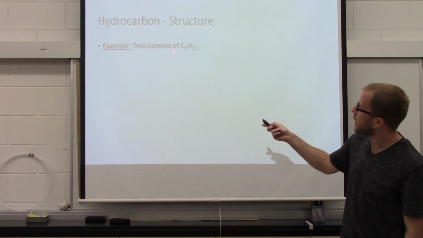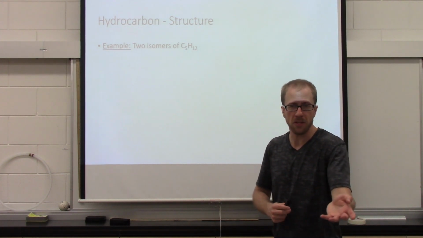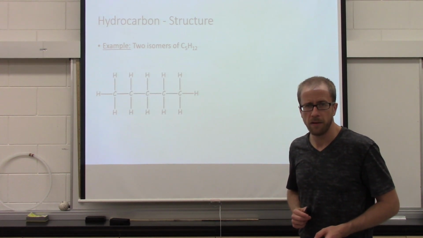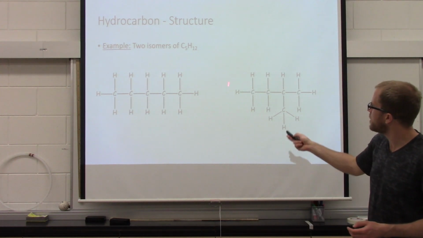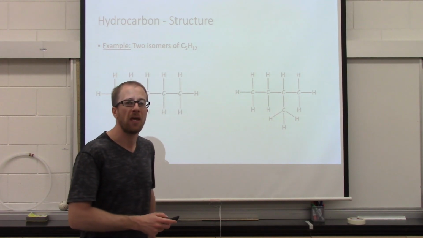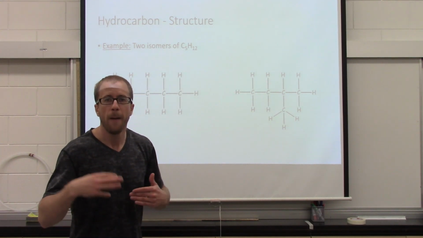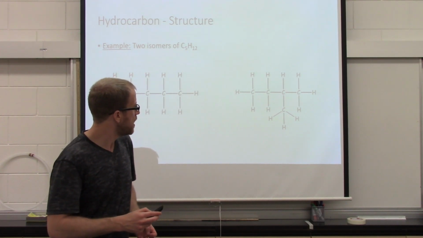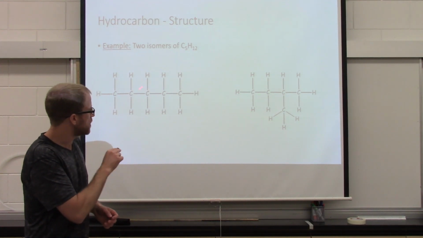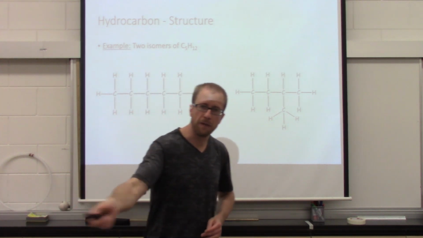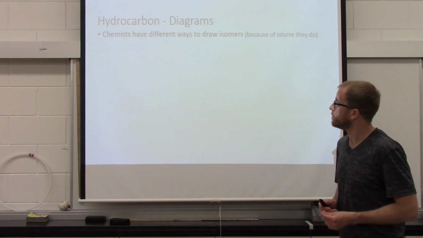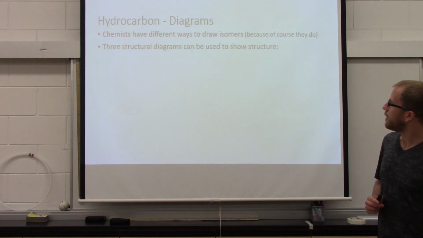Looking at an example, here we have C5H12, 5 carbons, 12 hydrogens. We could arrange them in this way, but we could also arrange them in this way. If you counted the atoms here, you would see that they are equal to one another. They have the same molecular formula. However, this one here is arranged differently than this one, and thus it does have different physical and chemical properties.